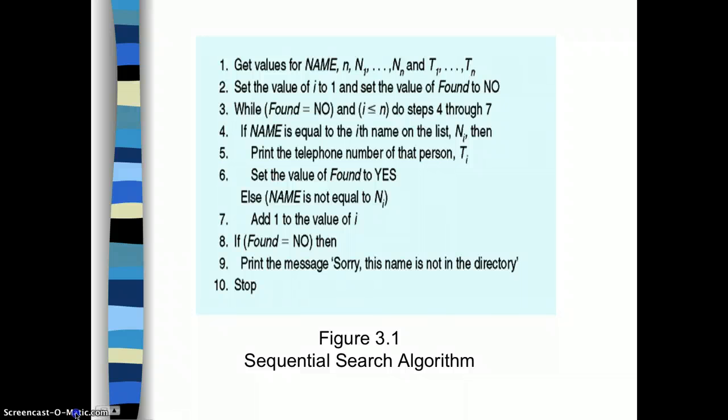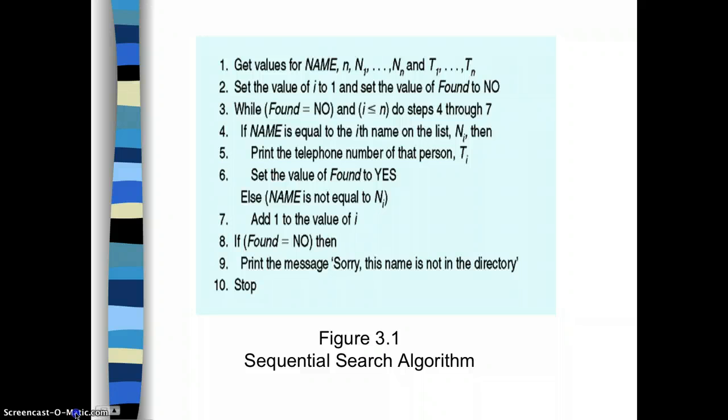The first step says get the values for name, and that would be the name that you're going to look for. And then n is the size of your sample set that you're trying to search on, and then the big N's are all the names in the directory, and the T's are the telephone numbers. Step 2 says set the value of I to 1 and set the value of found to no.